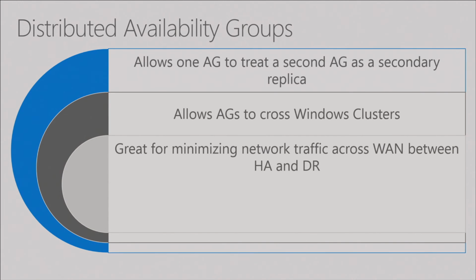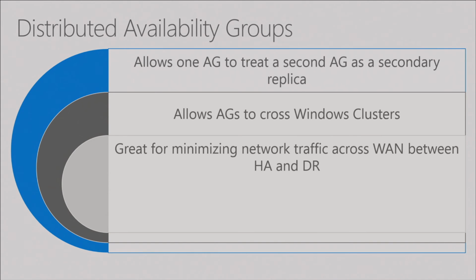Next reason is we love this. This is my favorite bullet point. This is great for minimizing network traffic across the WAN between your HA and DR. Now, in all the diagrams I've shown you before, all our network traffic to every secondary comes from the primary server. So if I've got 4 boxes in production and I've got 2 boxes in DR, and they're both secondary replicas, up until today, when I wanted to feed those 2 boxes, I had to double the amount of bandwidth that I needed from having a single box, because both boxes had independent feeds from production.